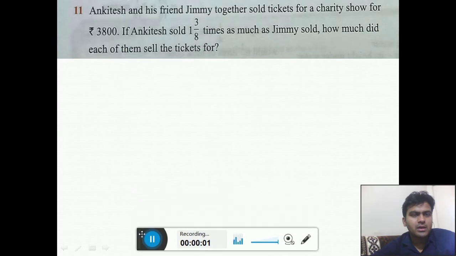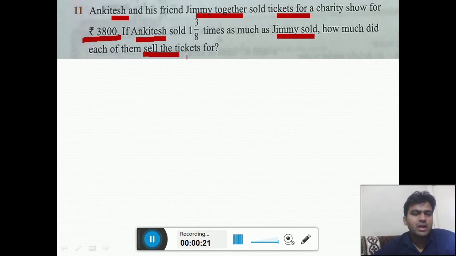Question number 11. Ankitesh and his friend Jimmy sold tickets for a charity show of rupees 3,800. And one more thing is given. Ankitesh sold one complete 3 upon 8 times as much as Jimmy sold. How much did each of them sell the tickets? So we have to find how much worth of tickets Ankitesh sold and how much Jimmy sold. And here this 3,800 is given as the total. Together they sold the tickets.